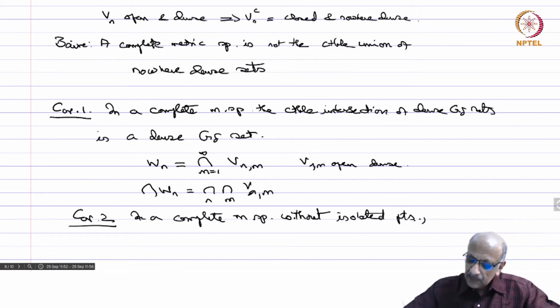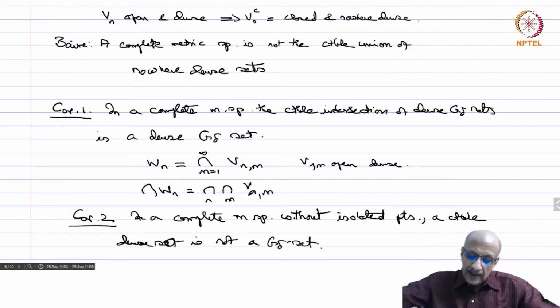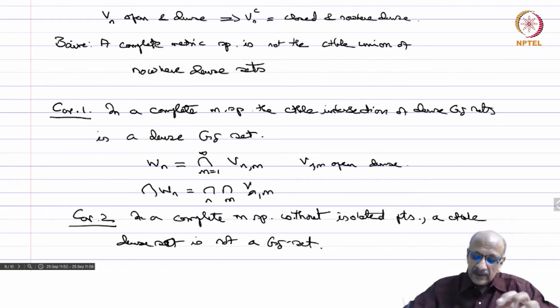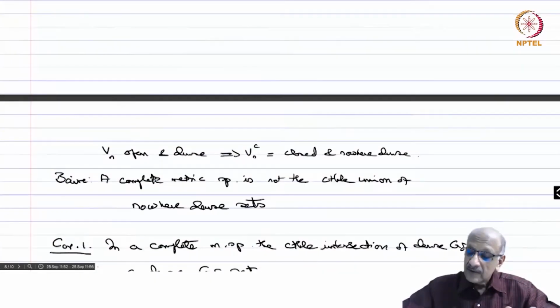So in a complete metric space without isolated points, a countable dense set is not a G delta set. So when I say in such a metric space without isolated points, when I say dense G delta, that means the set is automatically uncountable. So that is how this corollary is going to be used. Namely, if you have a complete metric space without isolated points and you have a dense G delta, then it is automatically uncountable. Okay, so there are lots of points where something happens.